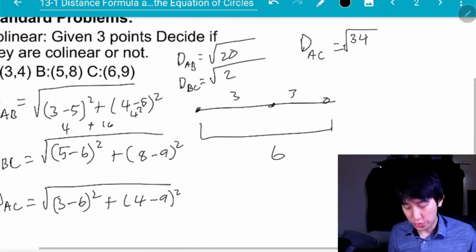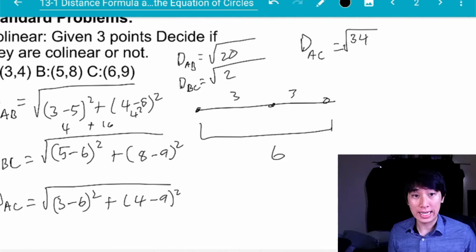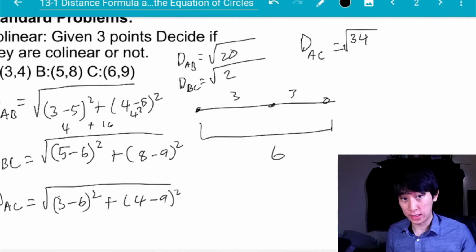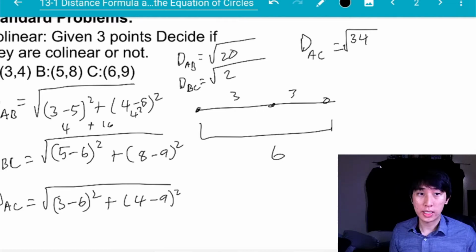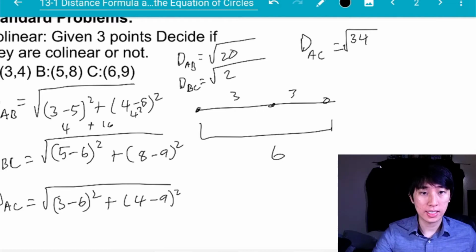Now from here, you're not allowed to just add inside of your square root. So what you're going to have to do is plug this into a calculator, or you're going to have to simplify. So let's plug this into our calculator and see if it works out.